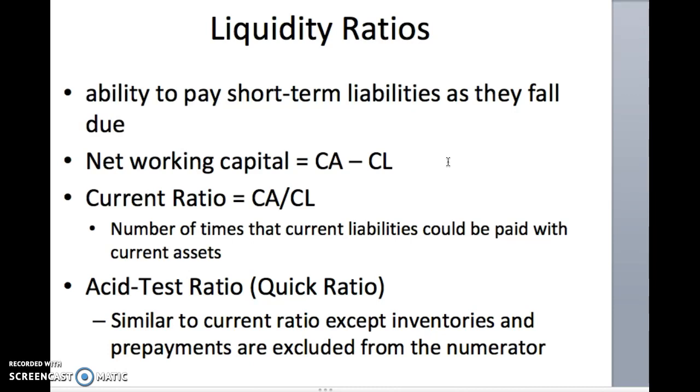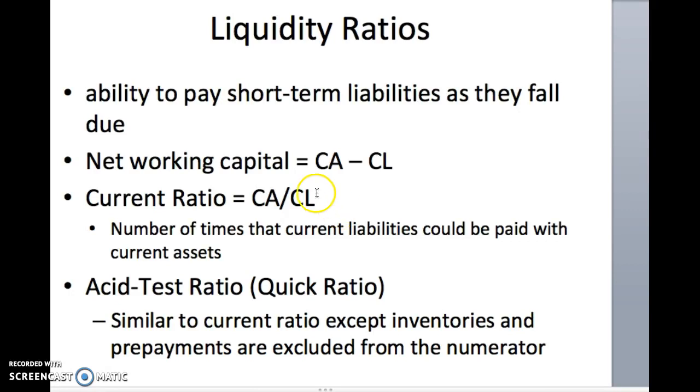So kindly review, please. Now, for net working capital, what you can see here is that when we get the difference of your current assets and your current liabilities, if you get a positive number, then it means you have more current assets than your current liabilities. If you end with a negative net working capital, then it means you have more current liabilities than your current assets. Now, for current ratio, the formula is current assets divided by current liabilities. This shows you the number of times the current assets could pay for the current liabilities.